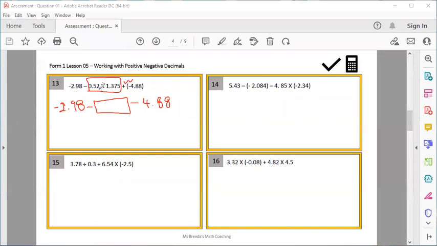0.52 times 1.375, right? 0.52 times 1.375. It's 0.715. Did you get that? Okay, now you must start afresh again. You must start with negative 2.98 minus that 0.715. Okay, and again, minus another 4.88. And you should be getting negative 8.575. Did you all get this?